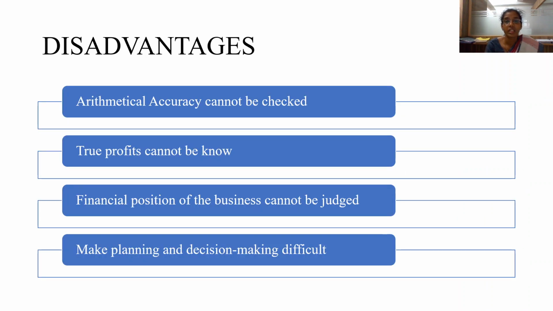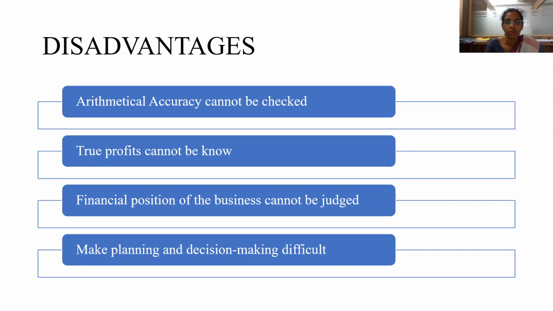So next, let's learn the disadvantages when we are maintaining the accounts under single entry system. What are all the disadvantages that we face? First thing, arithmetical accuracy cannot be checked. Why can arithmetical accuracy not be checked? Only one entry would be available with us. We cannot check the other entry. So arithmetical accuracy will not be available with the single entry system.